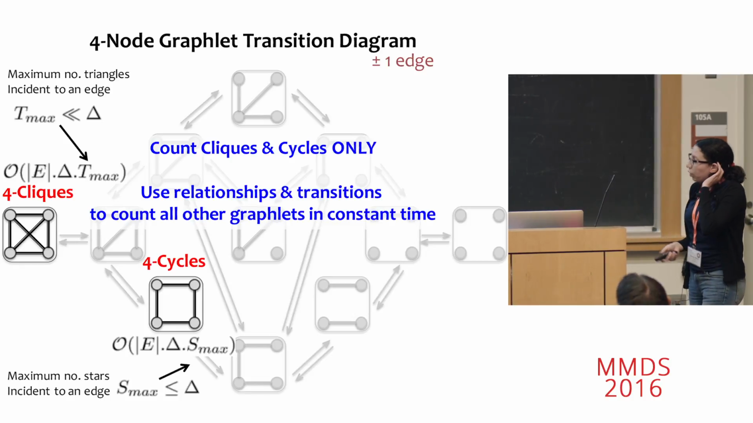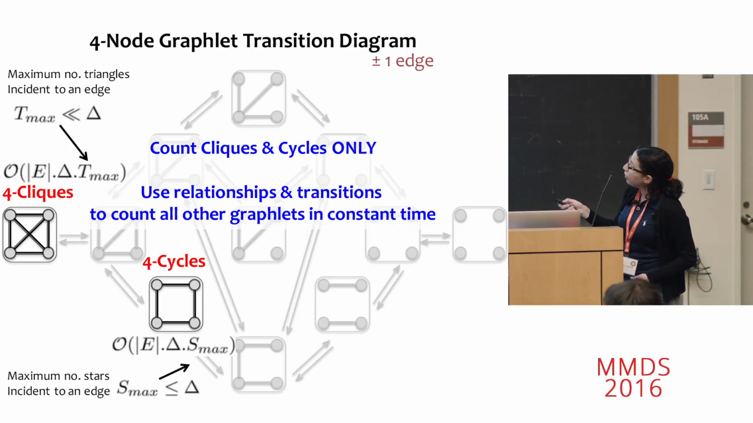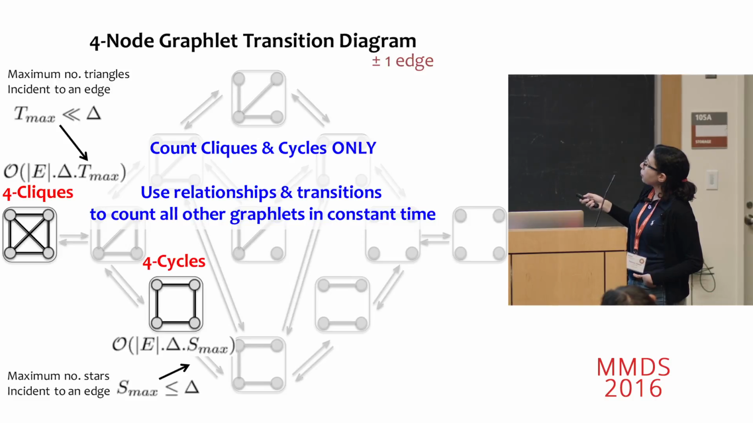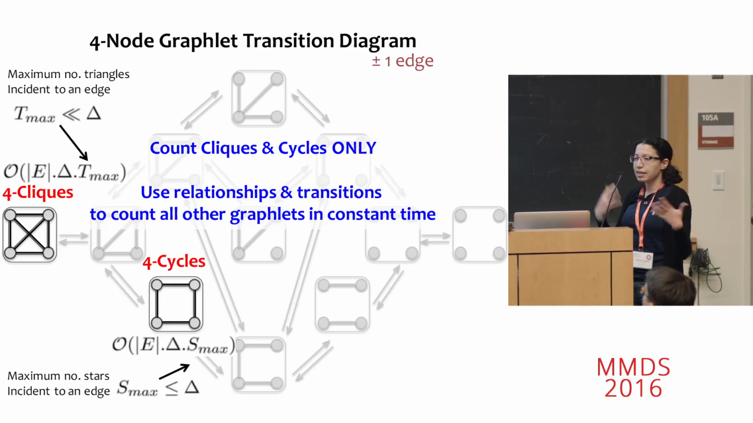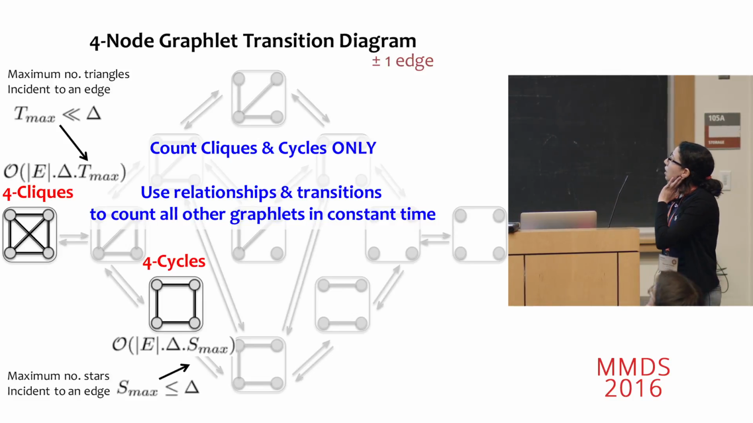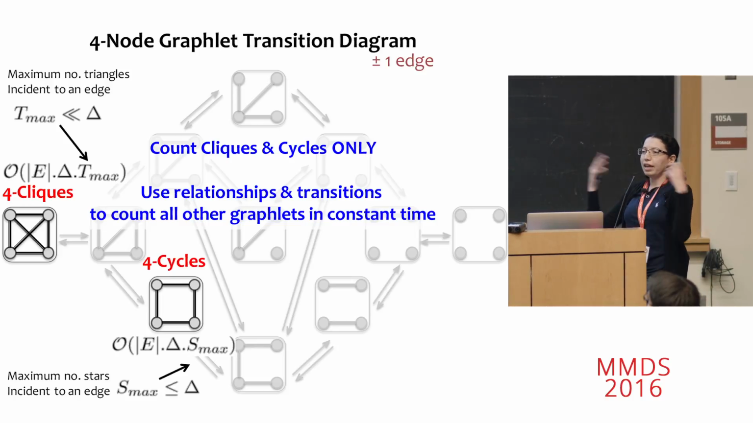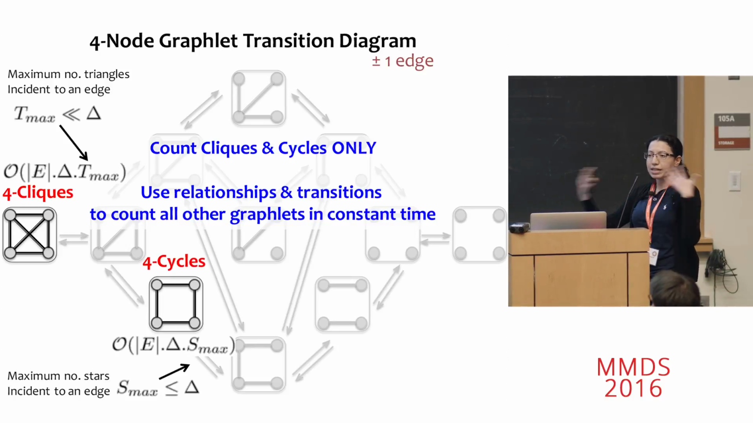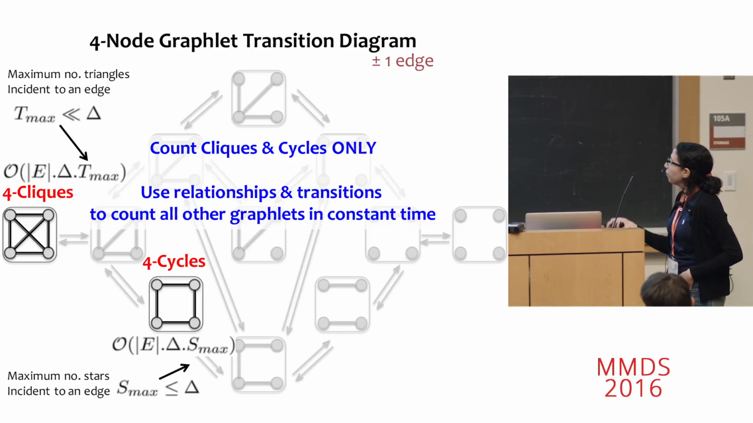So to give you a sense, what we do in this algorithm is count only the cliques and the cycles. And with the relationships that I was just talking about, we obtain all the rest. That's how much things are connected in a relational way. And so that allows us to not just reduce the computation, but the complexity of the algorithm will be much less than any other algorithm that already exists.